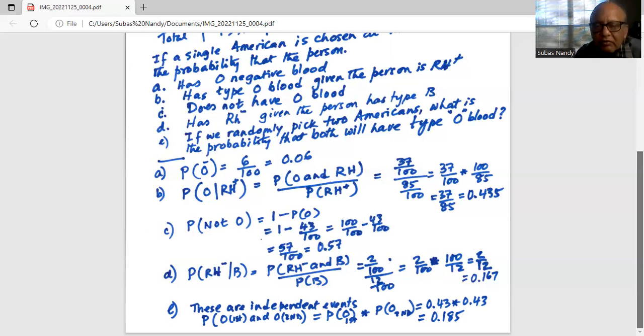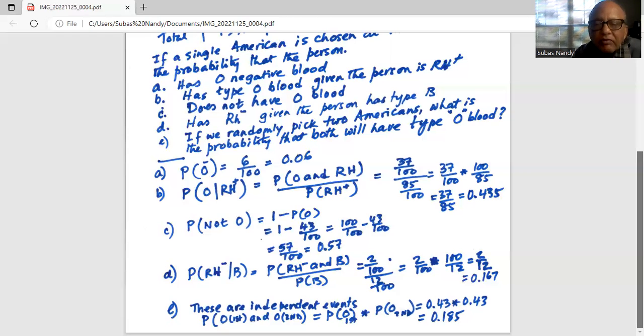What are independent events? Whether the first person has O blood and the second person has O blood, they do not influence each other. So for two independent events, the probabilities of the individual events get multiplied. So it is probability that the first person has O blood, which is 0.43, multiplied by the probability that the second person has O blood, which is also 0.43. So 0.43 times 0.43, the answer is 0.185.